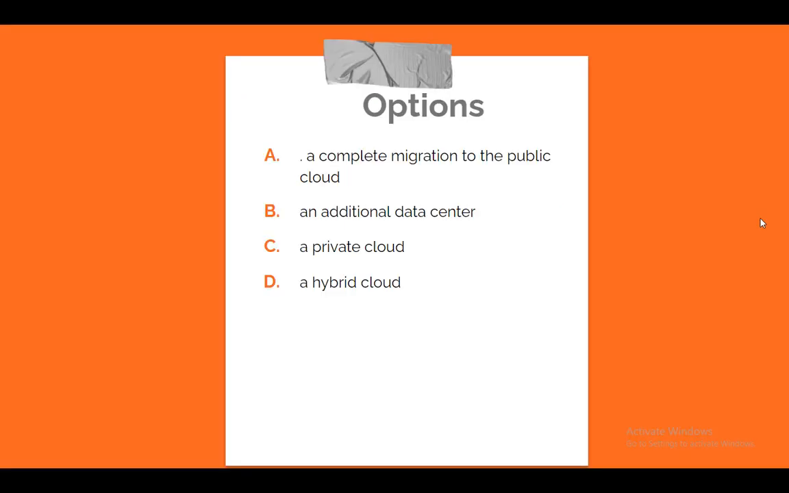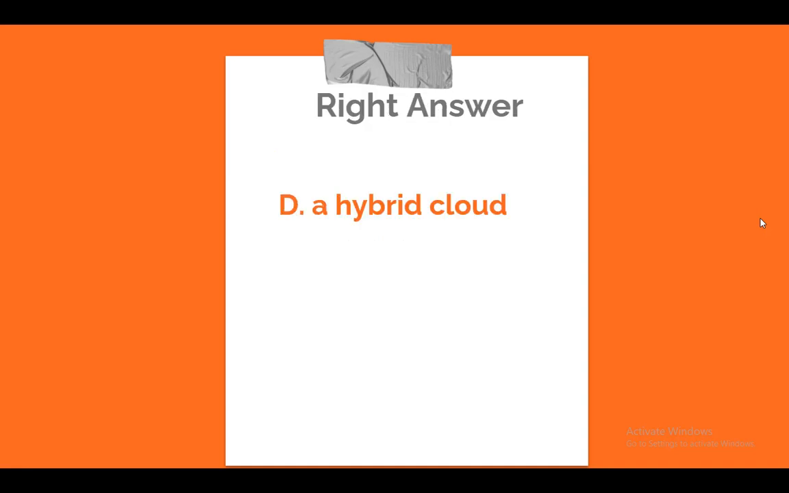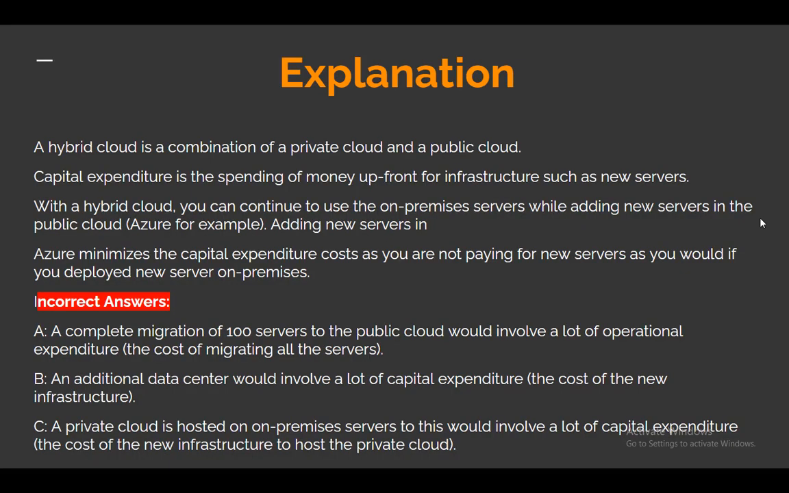And here are the options. Option A. A complete migration to the public cloud. Option B. An additional data center. Option C. A private cloud. Option D. A hybrid cloud. And the correct answer is option D. A hybrid cloud. Section. Describe cloud concepts. Explanation.